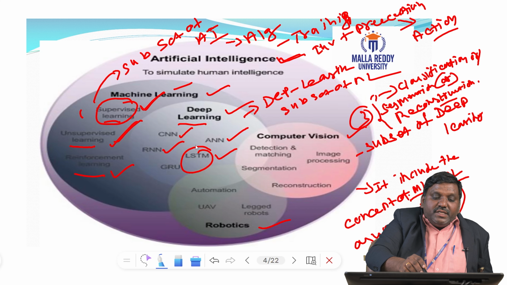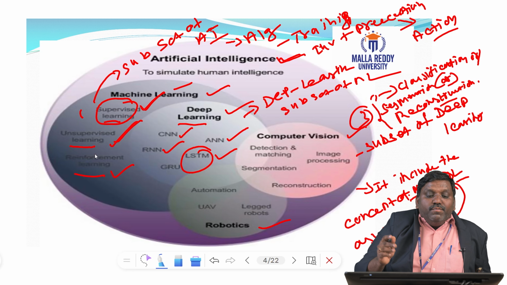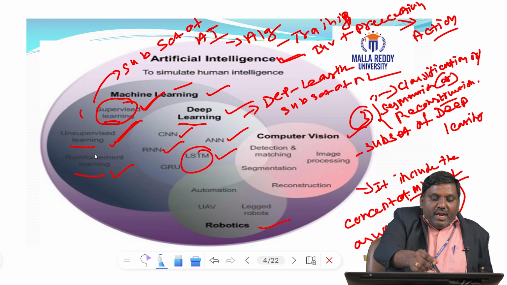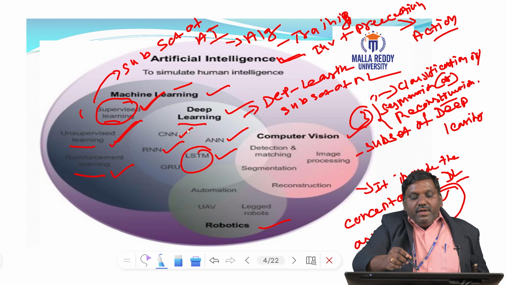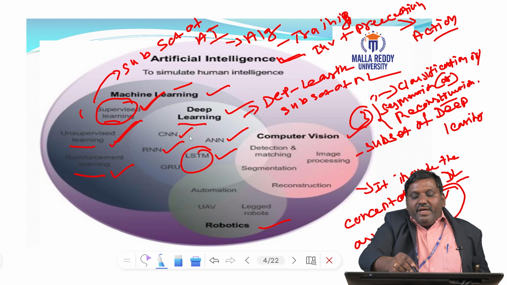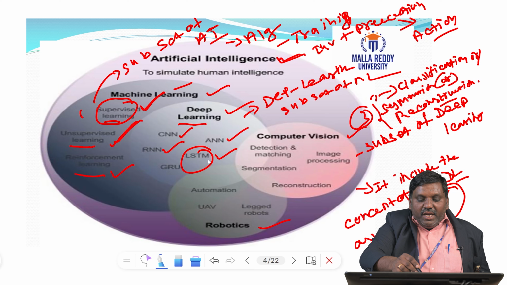Then we move to deep learning. Deep learning is a subset of machine learning. Here we use the neural network concept, directly mapping the learning process with the neural network. Here we have a 4-stage process. The first one is CNN. If you input a particular image, the image can be classified with the help of CNN or ANN or RNN or LSTM.